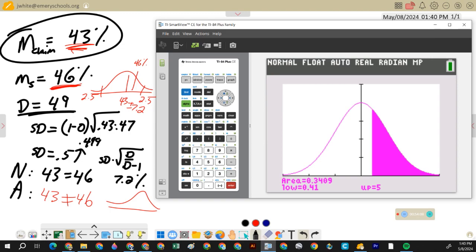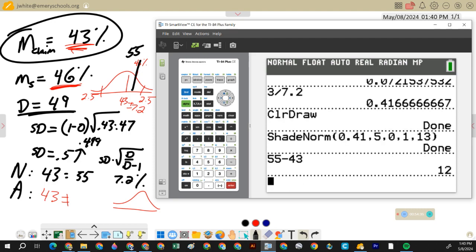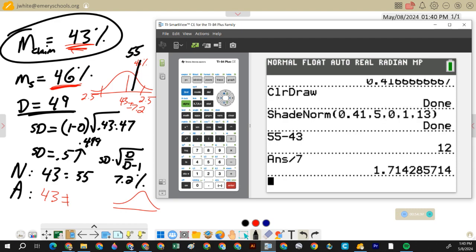Okay. What if instead of 46 I had 53? So let's change this to 53. So that's 10. Ooh, let's not do that. Let's do 55. So if I draw a line here at 55, 55 minus 43 is 12. 12 divided by 7 is 1.74.